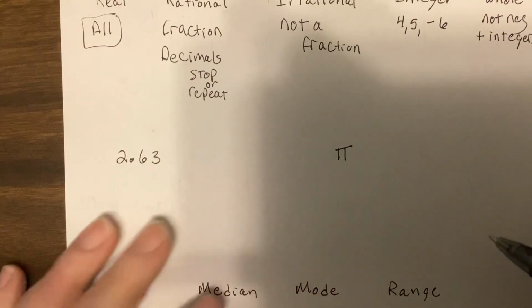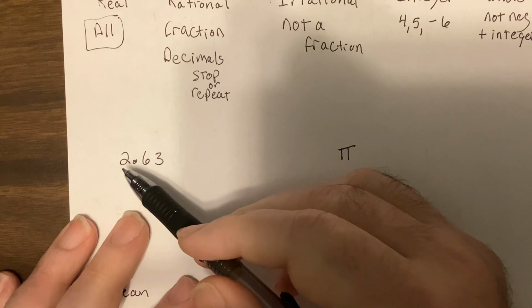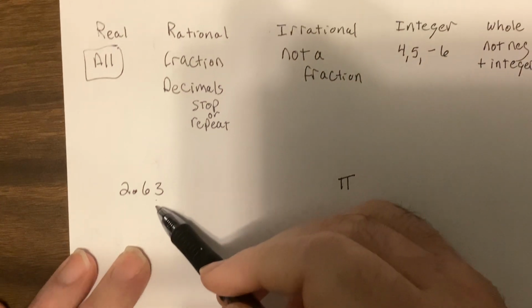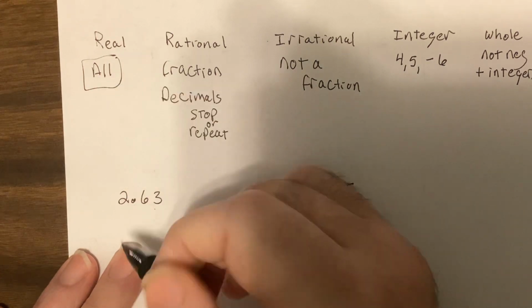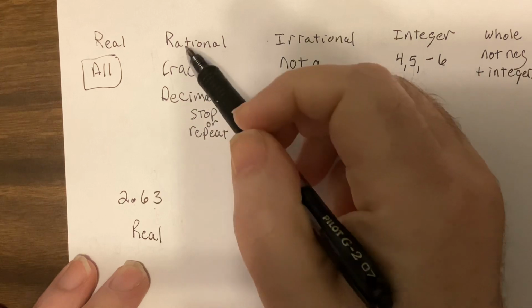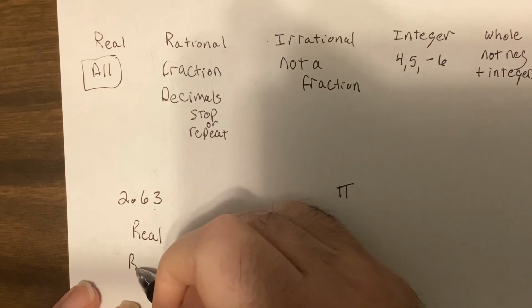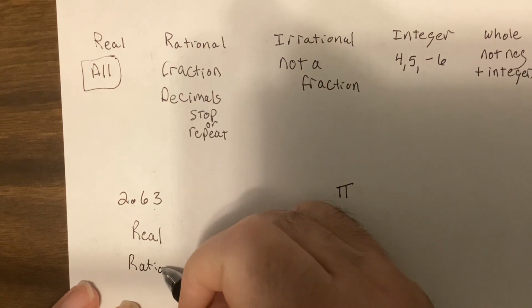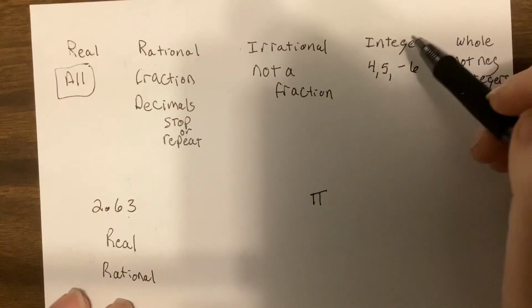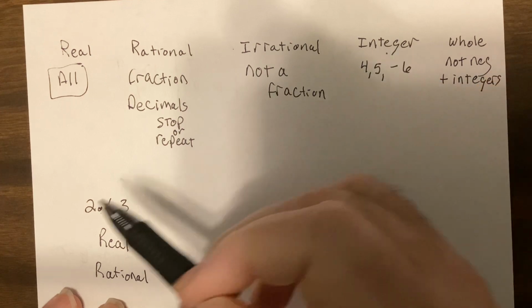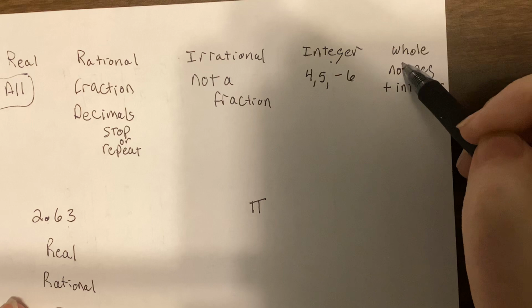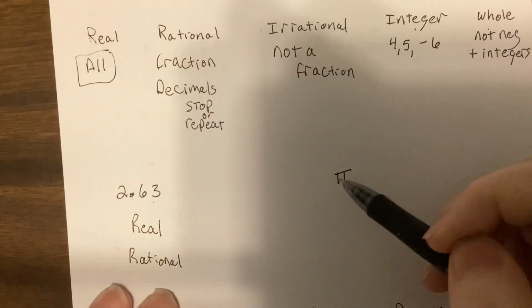So if I said, what categories does 2.63 fall under? Well, you'd say, okay, it's a real number because all the numbers are real numbers that we deal with. It's also rational, but it is not irrational and is not an integer, because an integer would be just the number 2, and it's not a whole number.